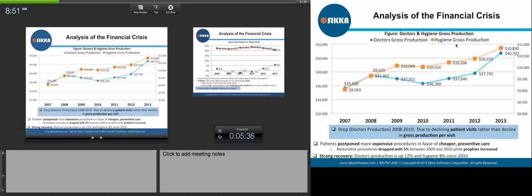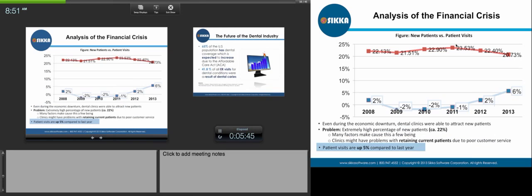Okay, the next one actually shares with you how the new patients and patient visits were tracking. Now, what you see here are the number of new patients as a percentage of total patients for the year compared to patient visits. You will see that the patient visits were dropping, but the number of patients coming in as a percentage of total patients, new patients coming in, was holding steady.